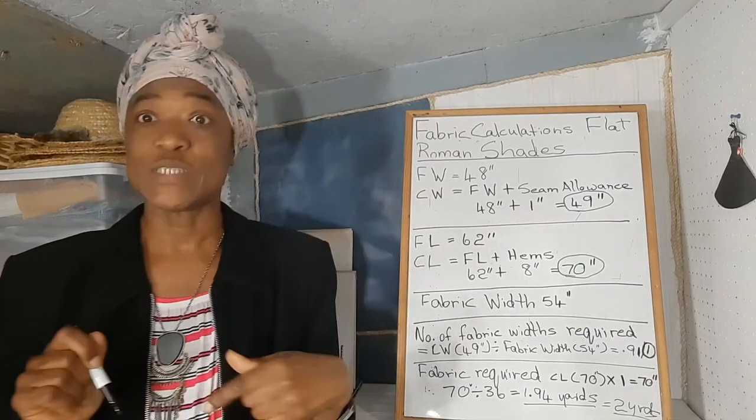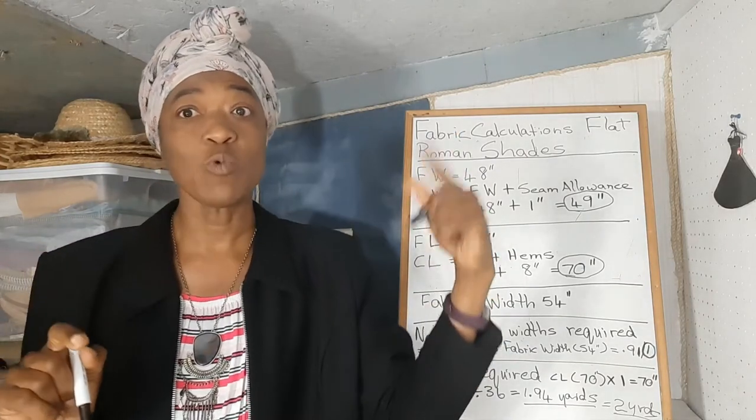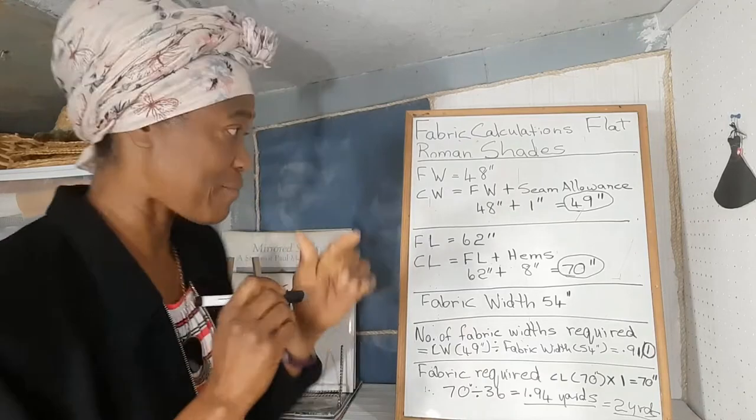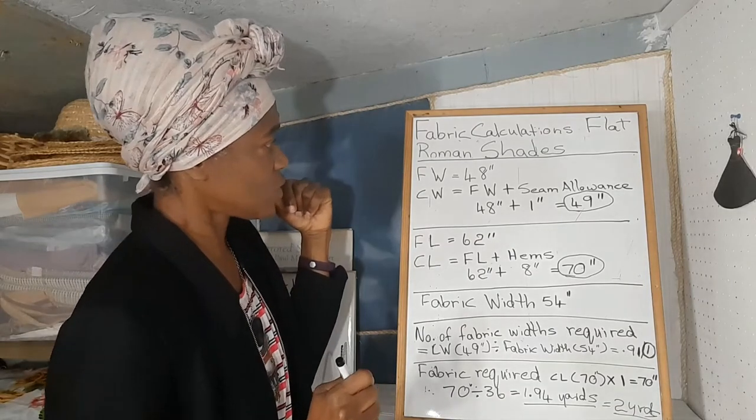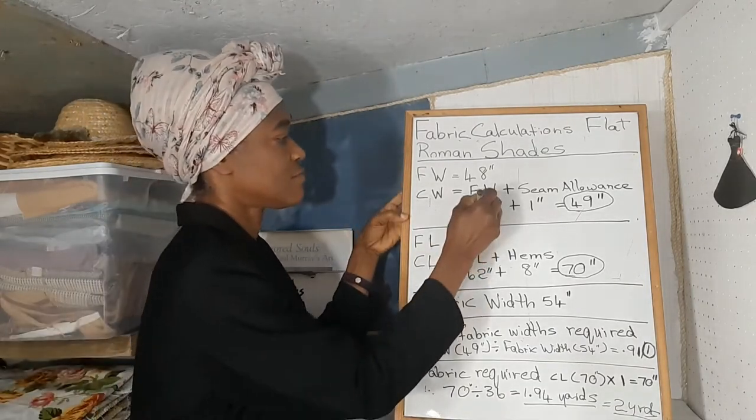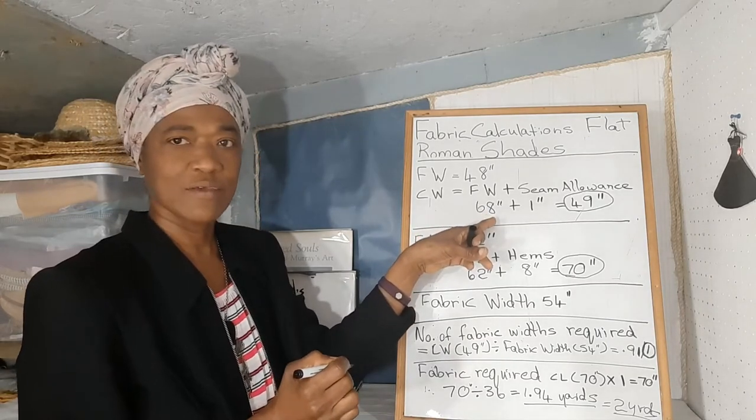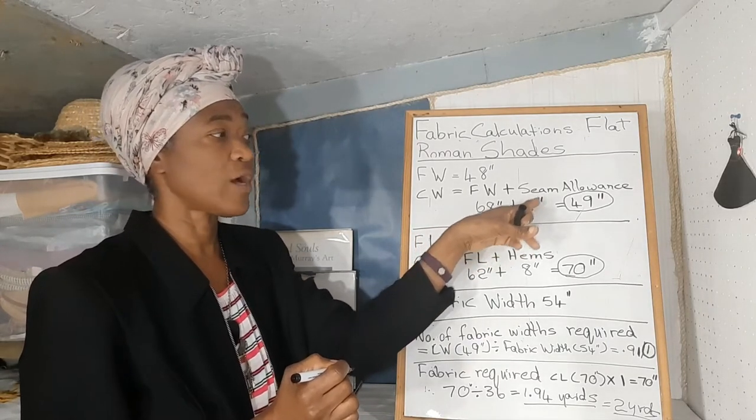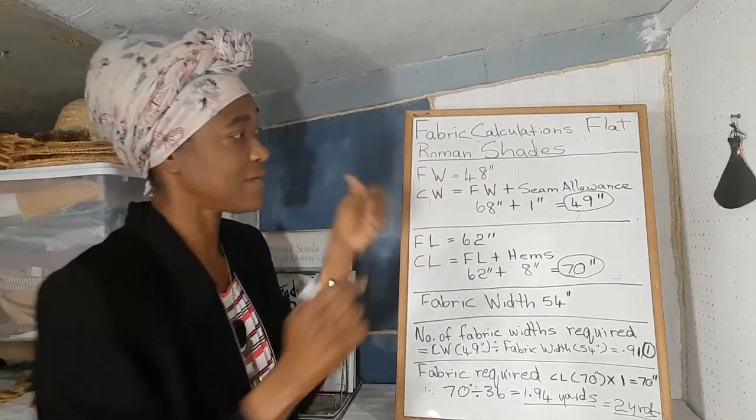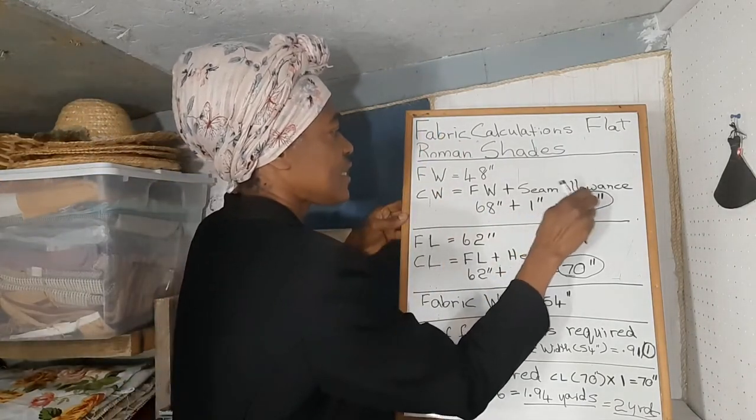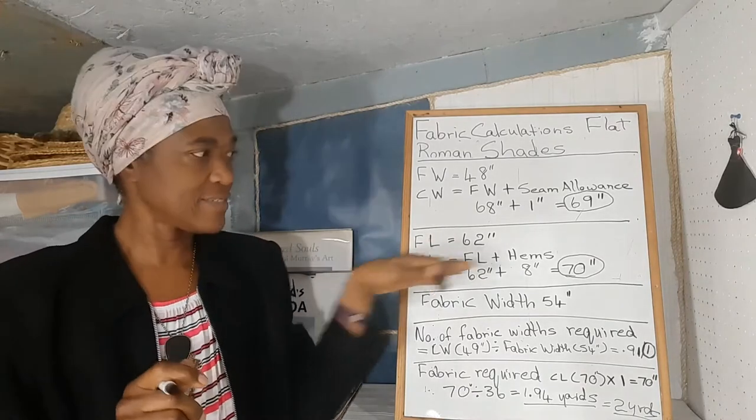Okay, so if you notice in this example, we needed less than a width of fabric. So what would we do if we need more than a width of fabric? We would do the same thing. Let's change our numbers just to do an example, okay? So instead of using 48 inches, let's use 68 inches. So our cut width would be 68 inches plus the 1 inch for our seam allowance, half inch on each side of our Roman blind, and that will give us 69 inches.